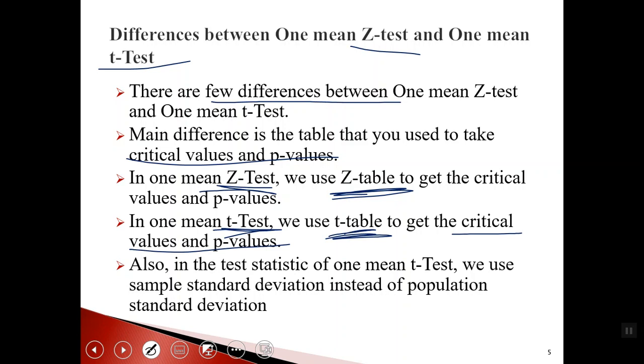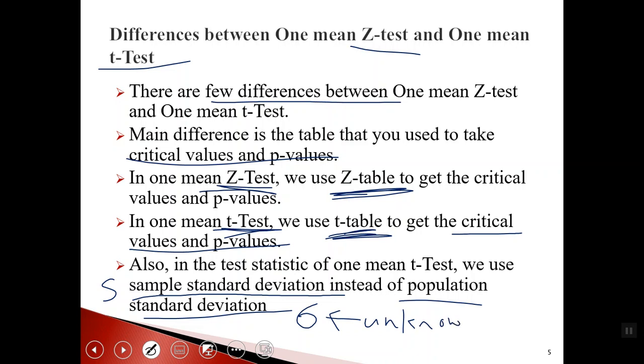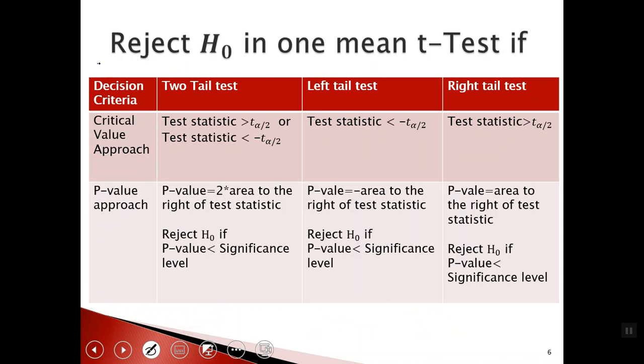Also, in the test statistic of the one mean T test, we use sample standard deviation instead of population standard deviation. Sample standard deviation means S, population standard deviation means sigma. Sigma is unknown, we don't know this guy. That's why we use simple S, which means sample standard deviation. Okay. At what time do we need to reject H naught? Same as Z test, same format, so you don't need to worry about that. Only thing is the test statistic notation is different.